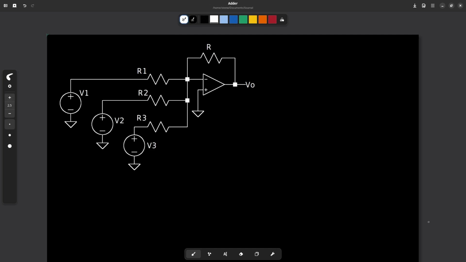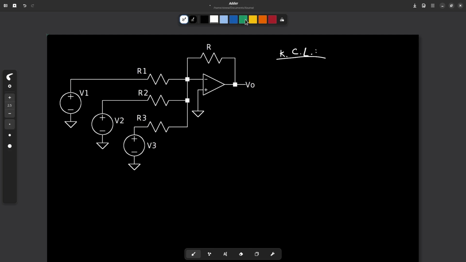Today we are going to solve an adder by using an operational amplifier, and I'm going to show you two ways to do it, okay? So keep watching the video up to the end, and you will learn and select which method is more suitable for you, okay? The first method we are going to use is the typical Kirchhoff current law, okay?